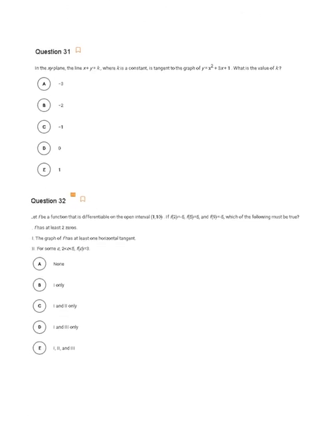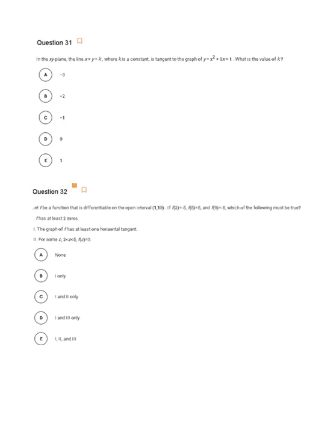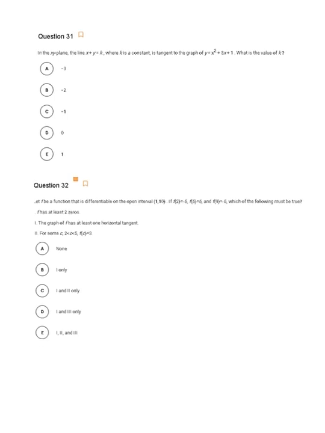For number 31, I have, in the xy plane, the line x plus y equals k, where k is a constant, is tangent to this other graph here. So if you have a line that's tangent, the tangent line is going to have the same slope, right? It says it's tangent to the graph, and we want the value of k. If it's tangent to this graph, it's going to have to intersect this graph as well.